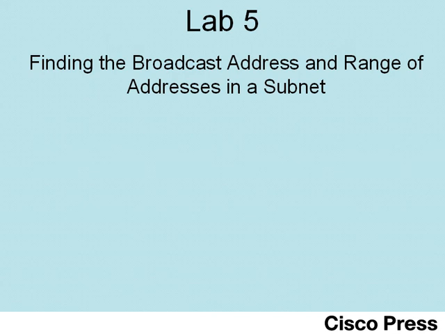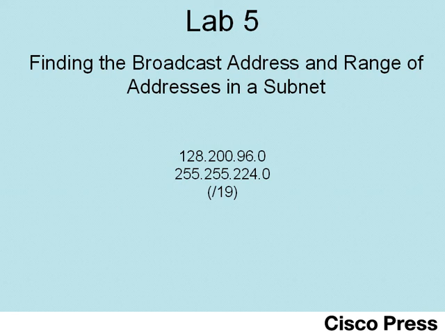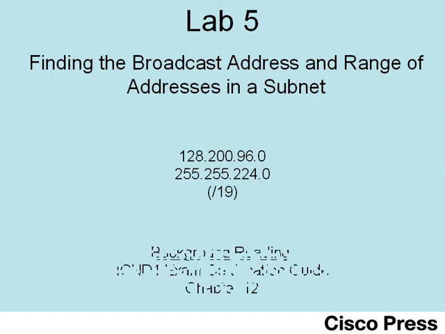This video essentially continues ICND1 Lab 4, which found subnet number 128.200.96.0 with mask 255.255.224.0. This video continues that process by identifying the range of usable addresses and the subnet broadcast address. For those of you using the Cisco Press exam certification guides, this video is probably best used in conjunction with your reading of Chapter 12 in the ICND1 book.